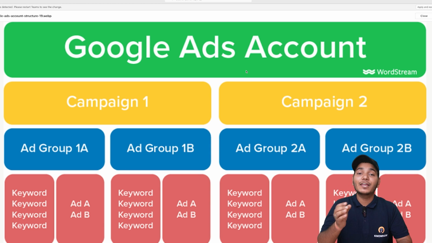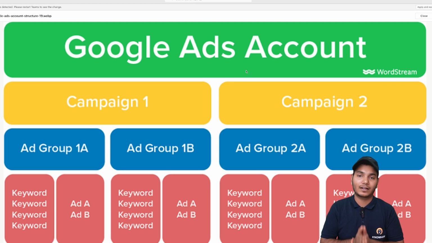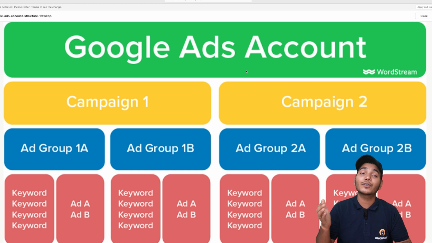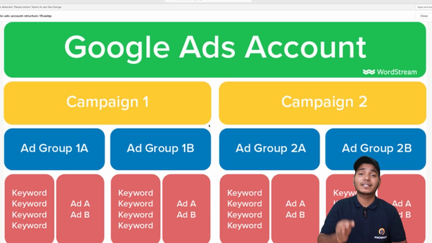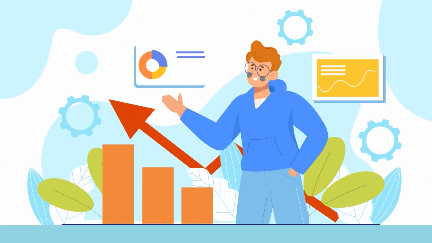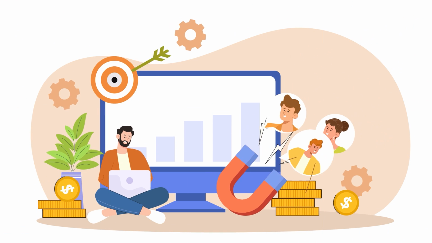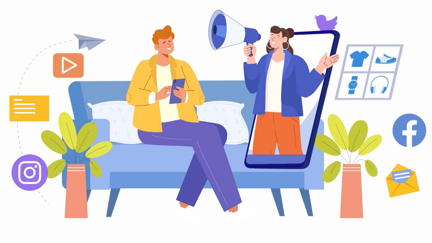For example, if you are a business running multiple campaigns, let's say for different product lines, all of them will sit under a Google Ads account. You can track performance, adjust budgets, and access reports for all your campaigns here. So next we have campaigns, which are like individual projects or goals. Each campaign is based on a specific objective such as driving sales, generating leads, or increasing website traffic.